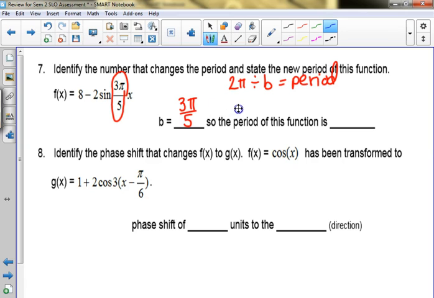So, how do I do that? 2 pi divided by 3 pi over 5. What happens when you divide? So this becomes 2 pi times 5 over 3 pi. Pi's will cancel out, and what do we have? 2 times 5 divided by 3 is 10/3.